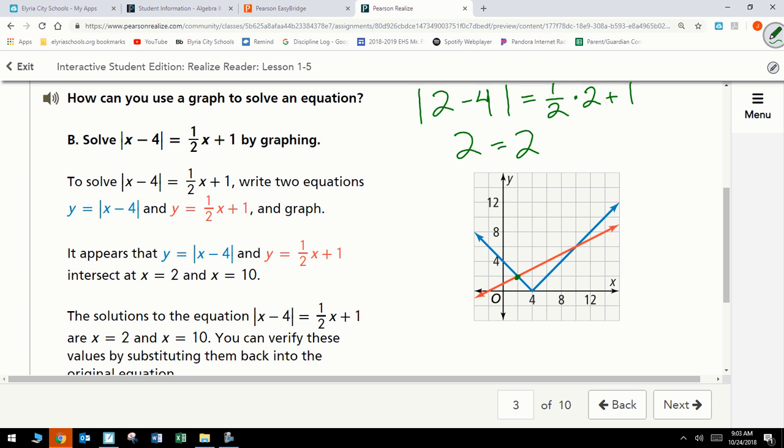And then if I look down here at the next intersection point, they intersect when x is 10. So I can do the same thing. To see if that's a solution, I can plug it in. So we can say the absolute value of 10 minus 4, and then 1/2 times 10 plus 1. So the absolute value of 10 minus 4 is 6. Half of 10 is 5, plus 1 is 6. True statement? Yes, it is. So I know that is my other x value.